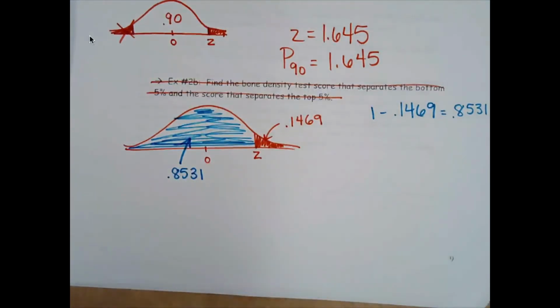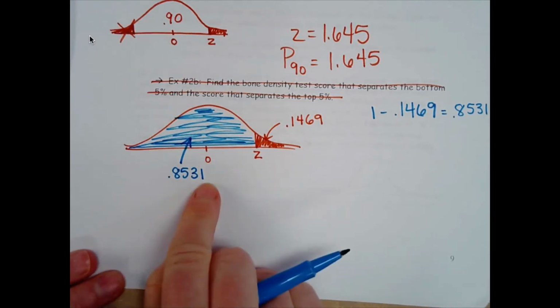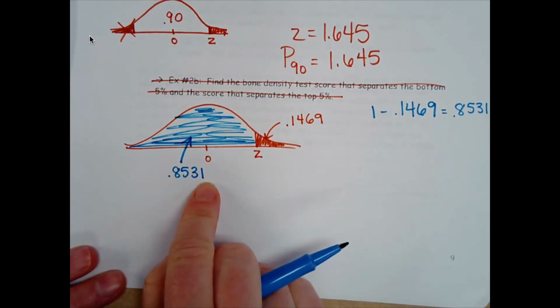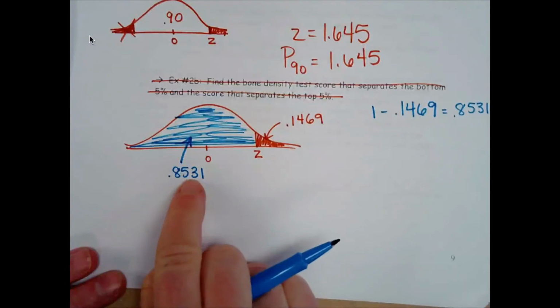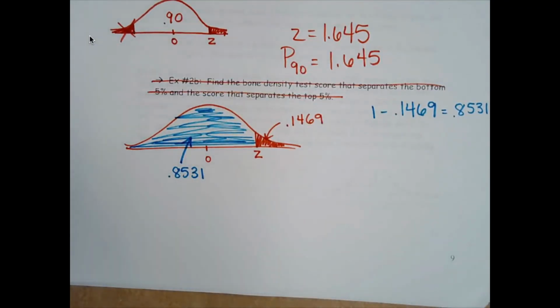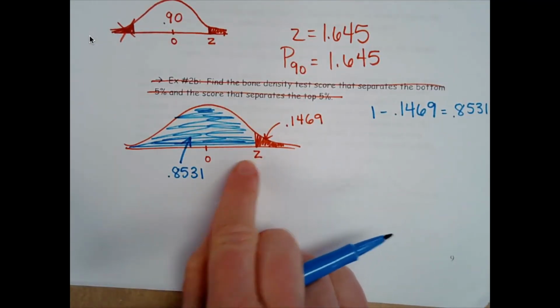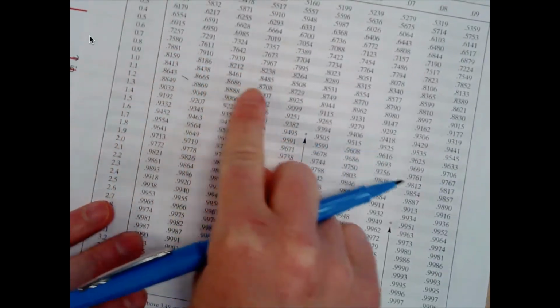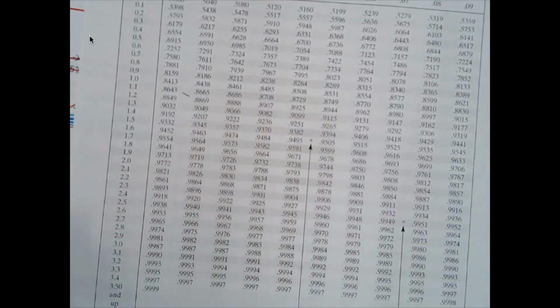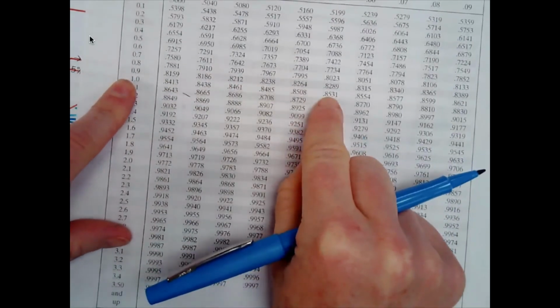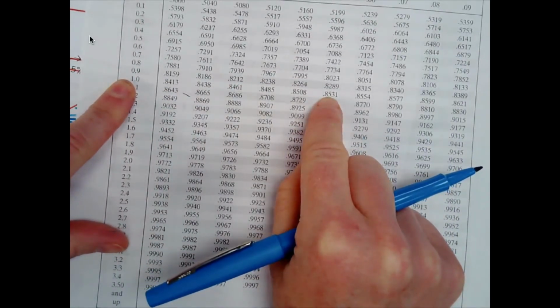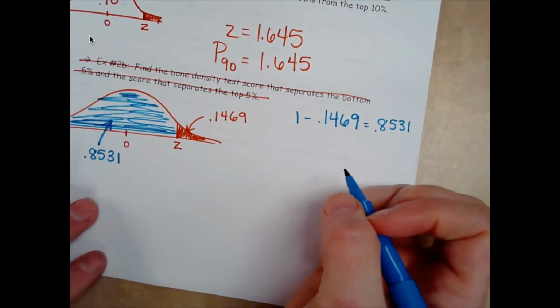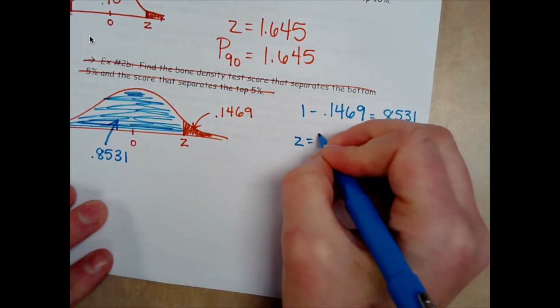So it's a complement. So let's find this in the body of our table. 0.8531. So it's going to be on the positive side because it's bigger than 50%. So look in the body. See if you can find it. 1.05. So we'd say Z equals 1.05.